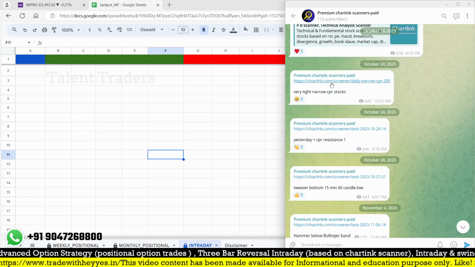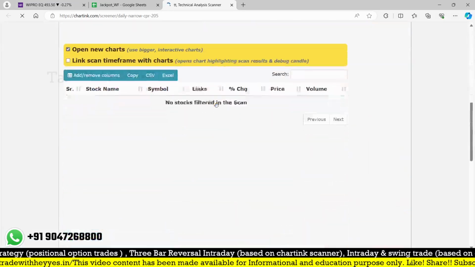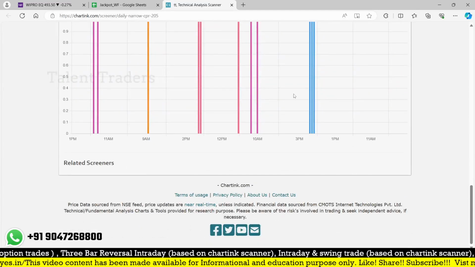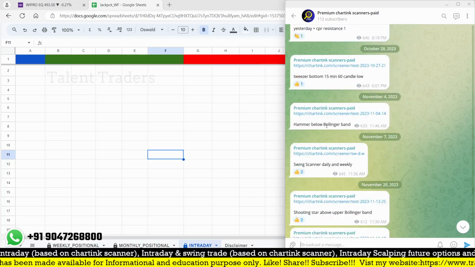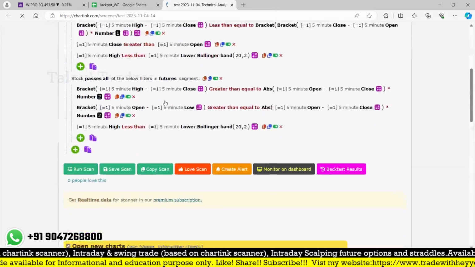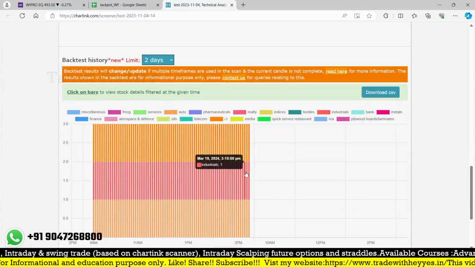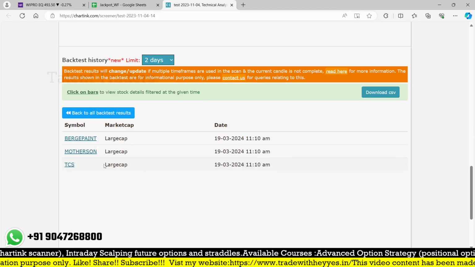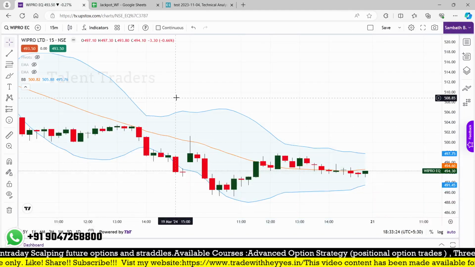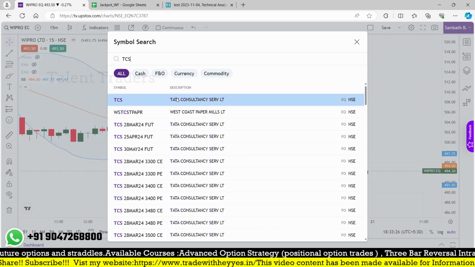Here is a very tight narrow CPR. This would be a customized indicator which you have created, with very few stocks. And hammer at a Bollinger Band. So this may be one more thing, hammer at Bollinger Band. Here on the 15 minutes time frame, it's a fixed one, Bollinger Band, TCS today. So let me go for TCS.